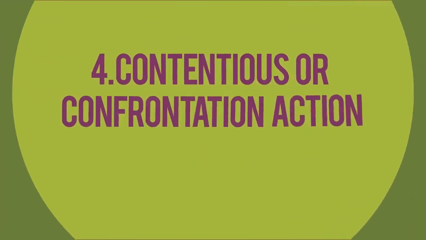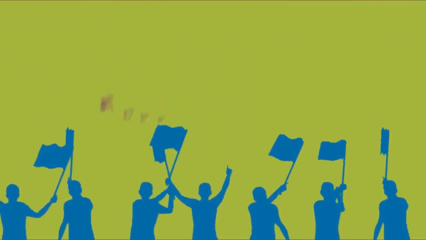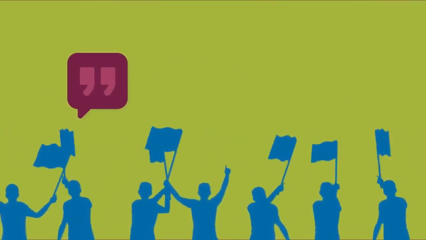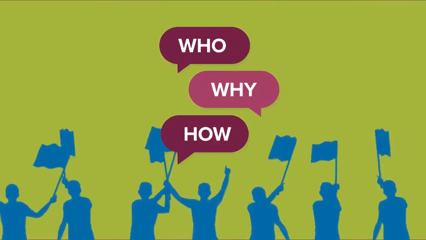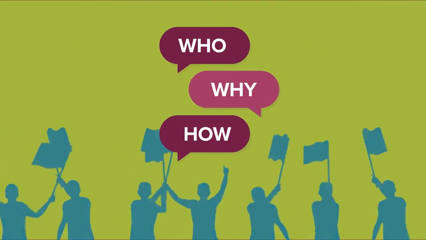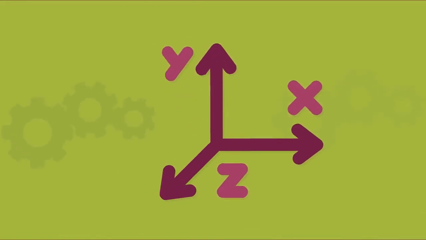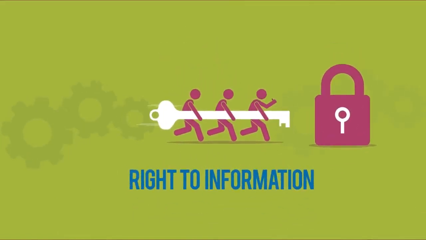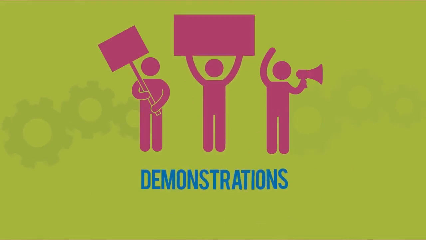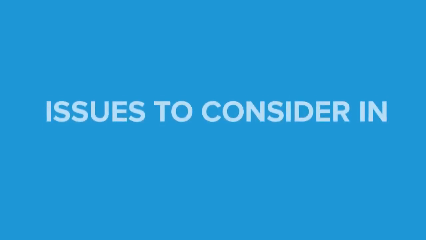4. Contentious or confrontation action is primarily aimed at citizen empowerment and involves civil society actions that interrogate or contest state policies and actions. The illustrative mechanisms and tools for this type of action include right to information campaigns, street protests and demonstrations, sit-ins, investigative journalism.